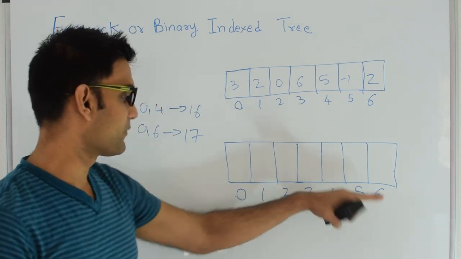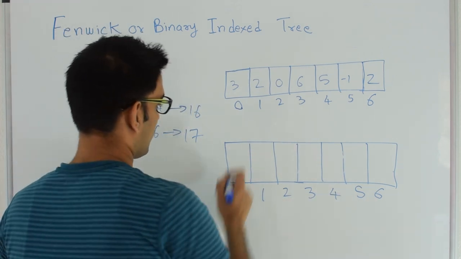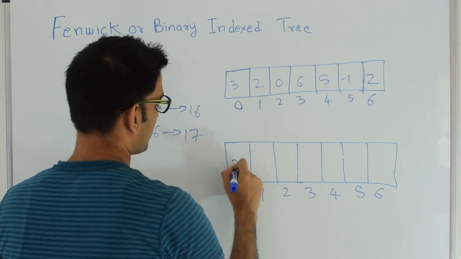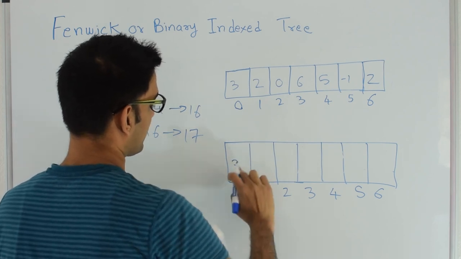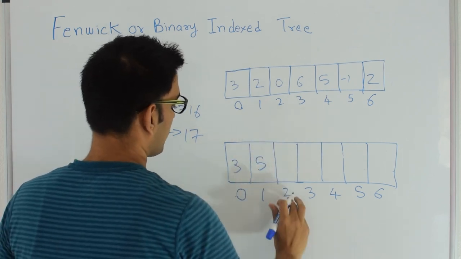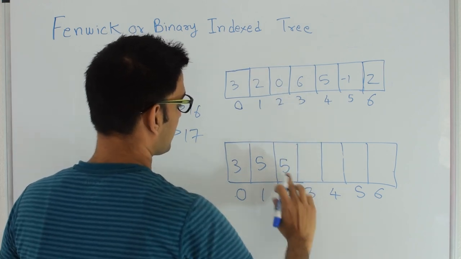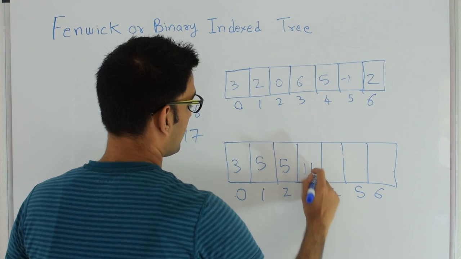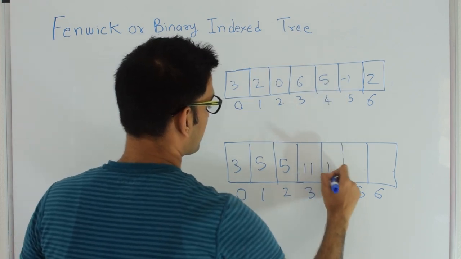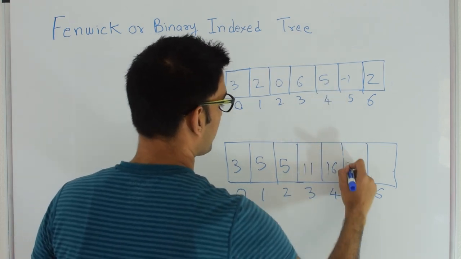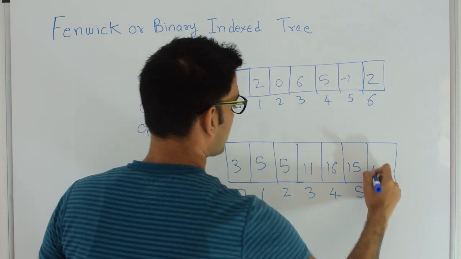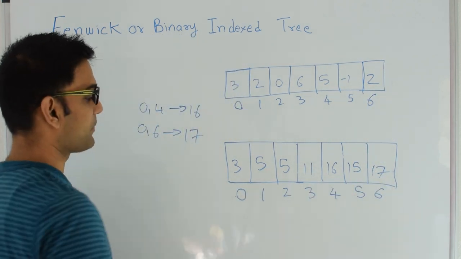One solution is to keep a prefix sum based array. So for 0, the sum till 0 is 3. For 1, the sum till 1 is 3 plus 2, 5. For 2, the sum till 2 is 5 plus 0, 5. Sum till 3 is 5 plus 6, 11. Sum till 4 is 11 plus 5, 16. 16 minus 1, 15. And 15 plus 2, 17. And this would also help me answer the same query.